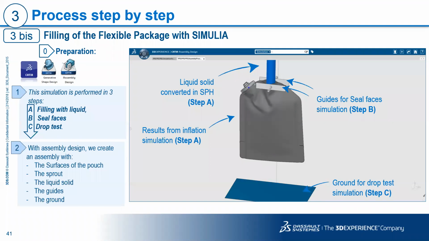So for the filling, we will first fill the liquid, then we will seal the faces, and then we will finally do the drop test. So we would have liquid solid, which will be converted into spherical particle hydrodynamics, which is step A. We will have guides for the seal phase, which will be moved to seal the package. We will take the results from inflation for step A. Inflation is where we just applied the hydrostatic fluid elements to inflate the cavity. And once we have filled the liquid, we will do a drop test here.